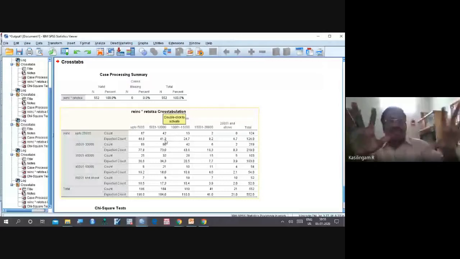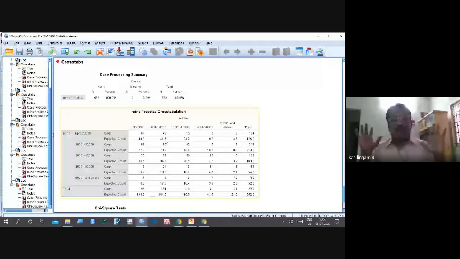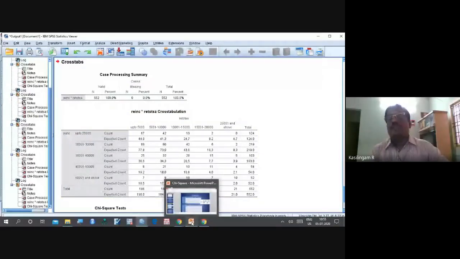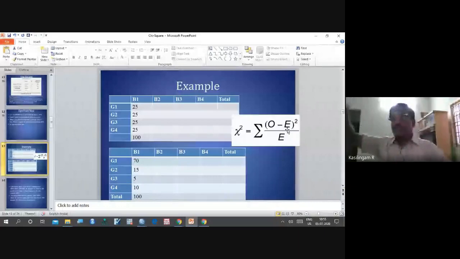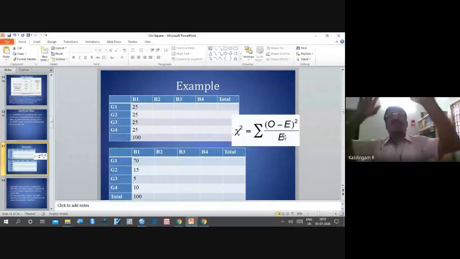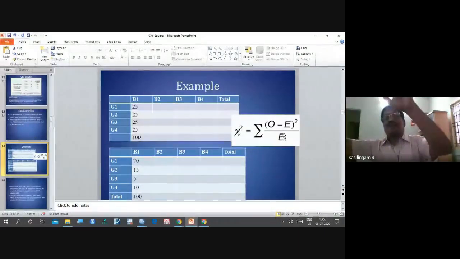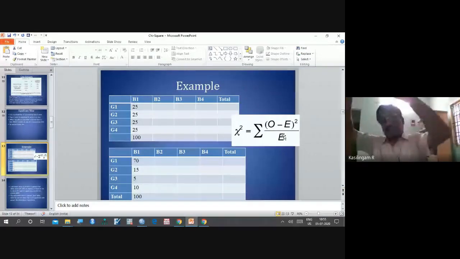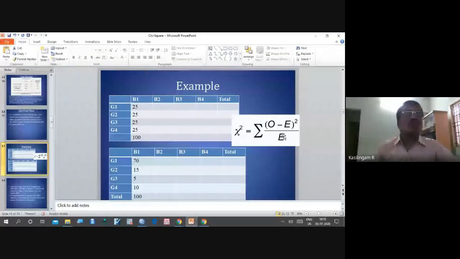How to get expected? What is the meaning? I will come to that later. Now, I have O and I have E. What you can do is use this (O minus E) square divided by E. You will get many columns: first the O column, the E column, then the (O minus E) square column, then the (O minus E) square divided by E column. Sum all these things, and finally you will get a value. That value is 128. Very good.